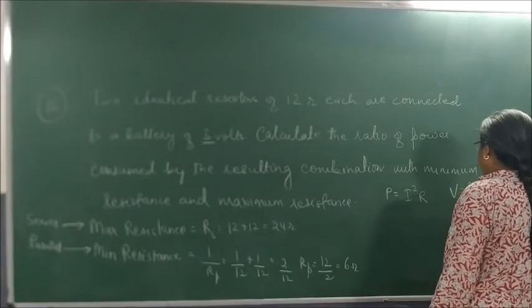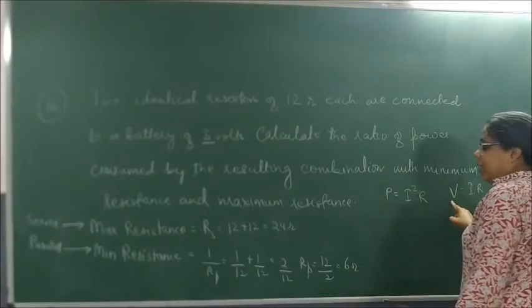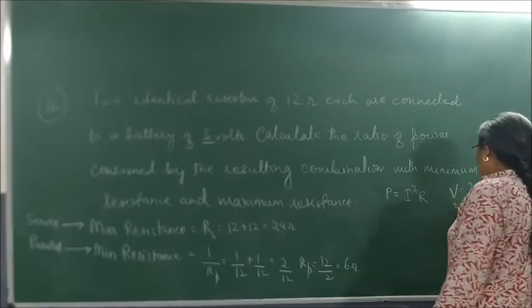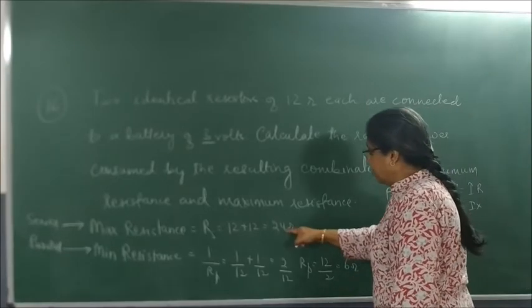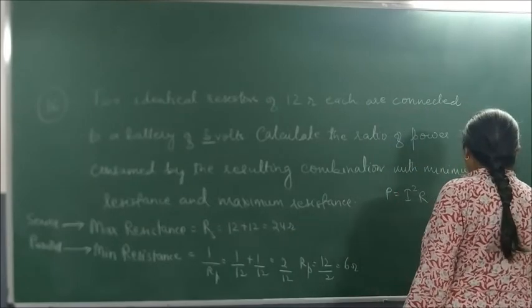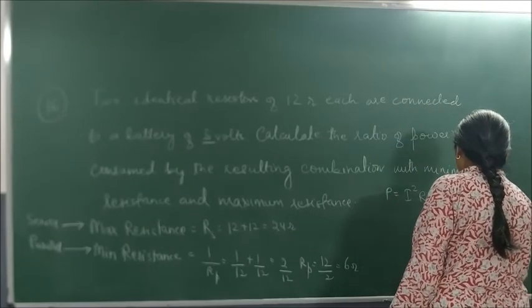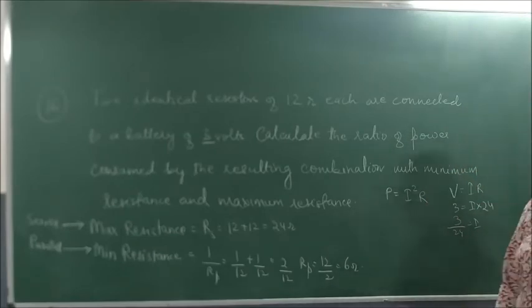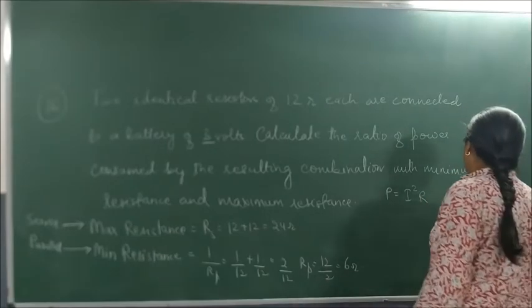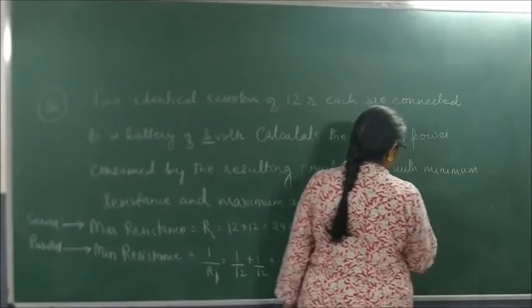V is equal to IR. V we know, 3 volts. R we know, 24 ohms. So 3 by 24 is I. That is one way of doing it. Okay. Or what I will do is, I will use the formula P is equal to V square by R.